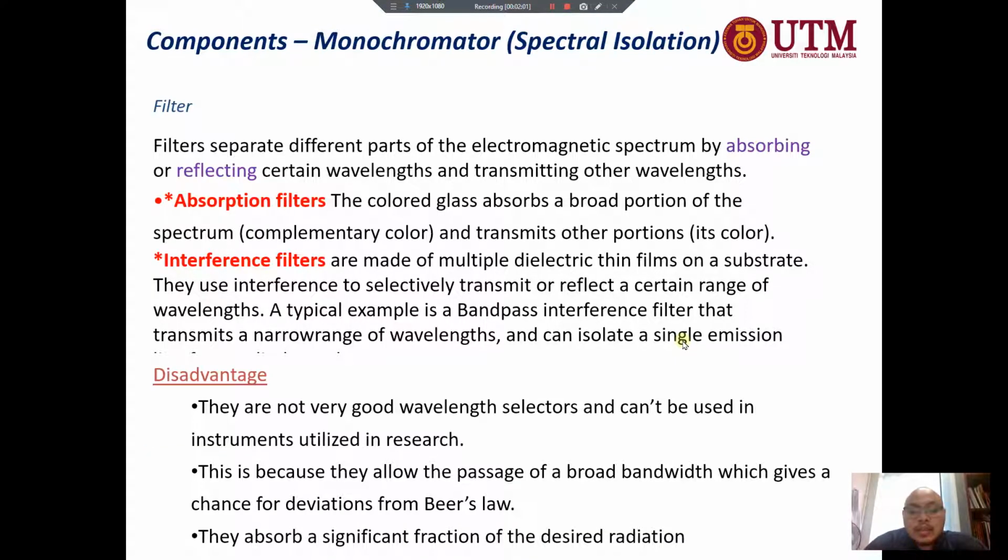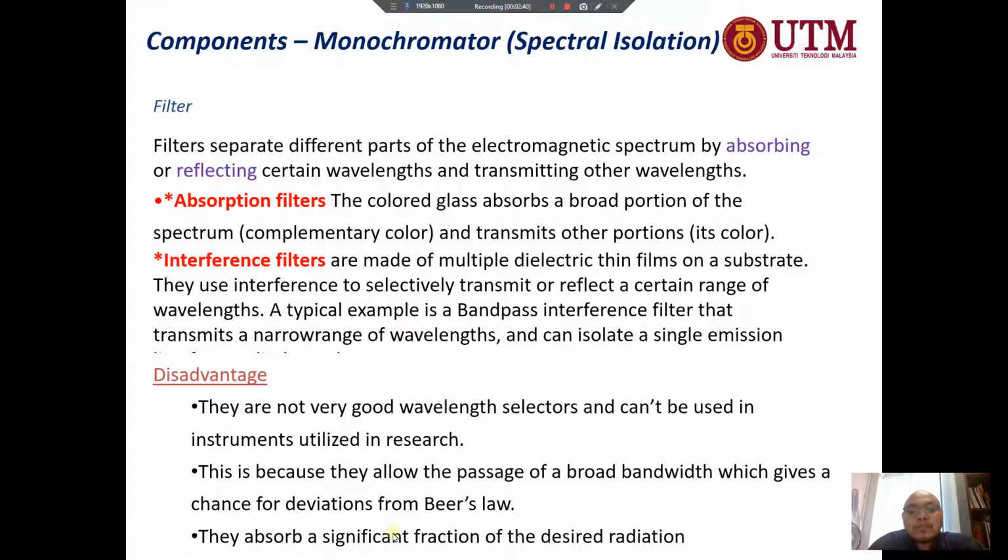But the disadvantage is they are not very good wavelength selectors and cannot be used in instruments utilized in research, because they allow the passage of a broad bandwidth, which gives a chance for deviation from Lambert's law. It means that with the filter, we are not separating into a single wavelength. We actually beam all the polychromatic light through, and then we allow only a single wavelength, which can put a deviation from Lambert's law.